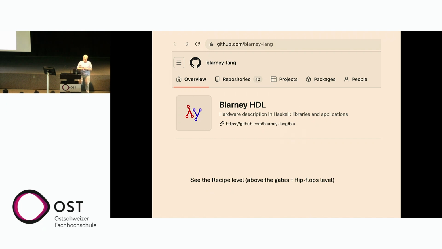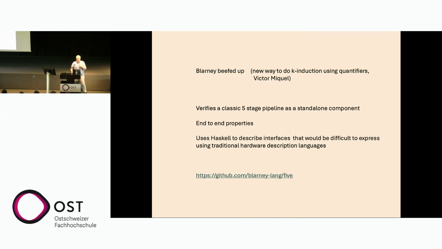If you want to go away and play, which I think you are the kind of people who would, Blarney is this version of Lava being developed in Cambridge. And it's got a layer of abstraction above these circuits and delay elements called Recipe. And some people want to work at that level. And it's beefed up with the new K-induction stuff. It's not there by default at the moment, but it soon will be, I think. And Matthew Naylor, who's the person who's making Blarney, has used it to describe a classic 5-stage pipeline as a standard. So he's in an architecture group.